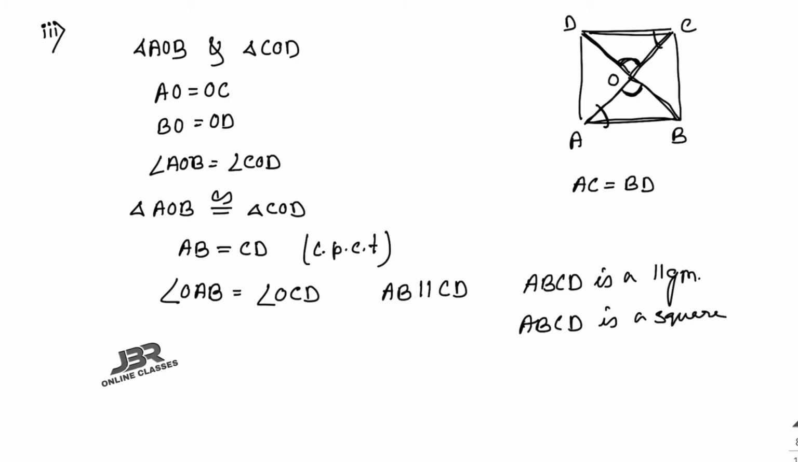Okay, I repeat, here you have to write that in a parallelogram, if the diagonals bisect each other and are equal, that means this parallelogram is a square. So here ABCD is a square. It's proved.